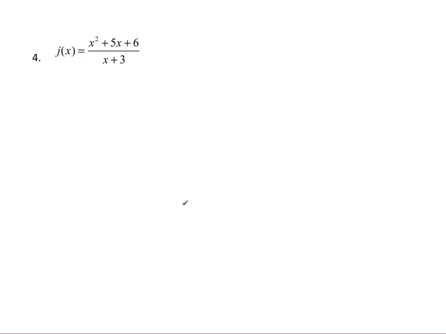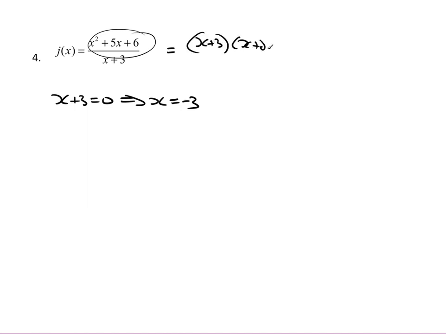Okay, x squared plus 5x plus 6 over x plus 3. Now, right away, I'm going to think, well, if I set the denominator to 0, x plus 3 equals 0, that implies x is equal to negative 3. But the question is, will this factor? And the answer is, it does. This will factor to x plus 3 times x plus 2, over x plus 3. See, it cancels out, and I get x plus 2.